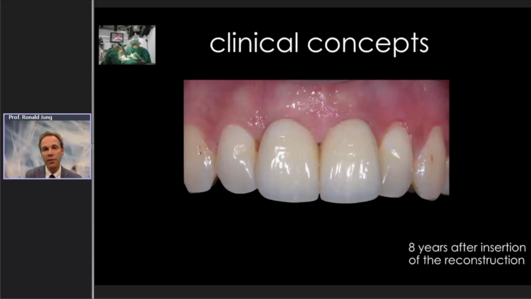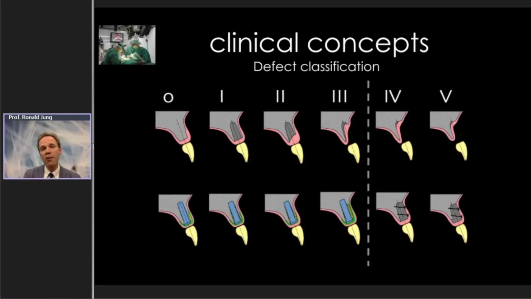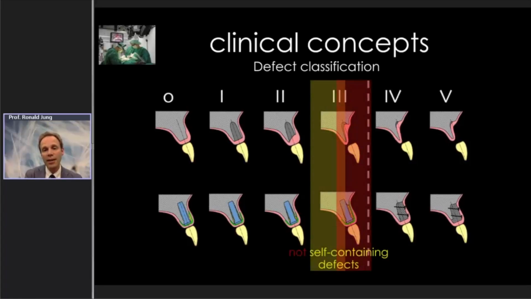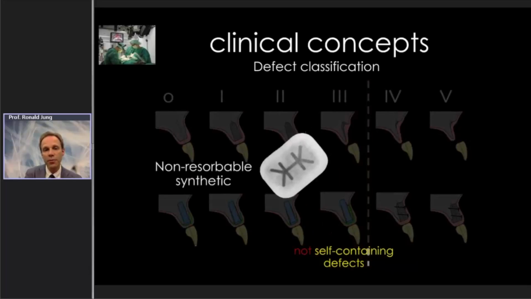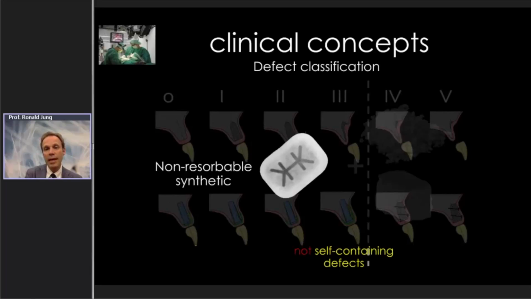When we now move on into areas where we have more challenging defects, moving to a class 3 defect. A class 3 defect is a defect where we have a non-self-containing defect, meaning that we lost or partially lost all supporting bone walls around the implant. Here we definitely need a membrane which is able to defend against the pressure coming from the soft tissue. So in these cases, we still prefer using a non-resorbable synthetic membrane with a titanium reinforcement. And again, combined either with granules or also with the Bio-Oss collagen.